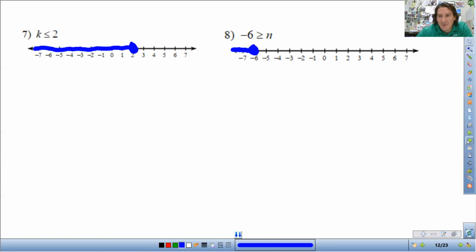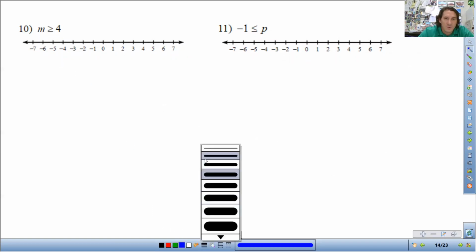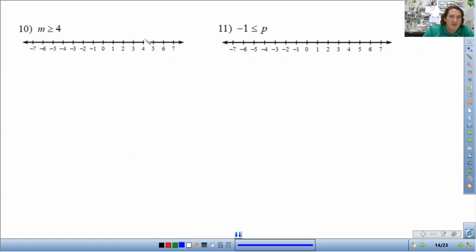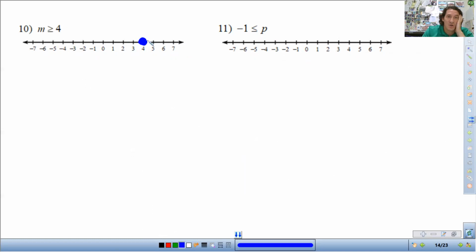All right, last 2 examples with the shading. So here, m is greater than or equal to 4. So I'm going to put a circle at 4, has a line underneath, so I need to shade it in. And then you need to think, is m bigger or smaller than 4? It's opening up towards m, so m is bigger than 4. So I'm going to shade the values larger than 4.